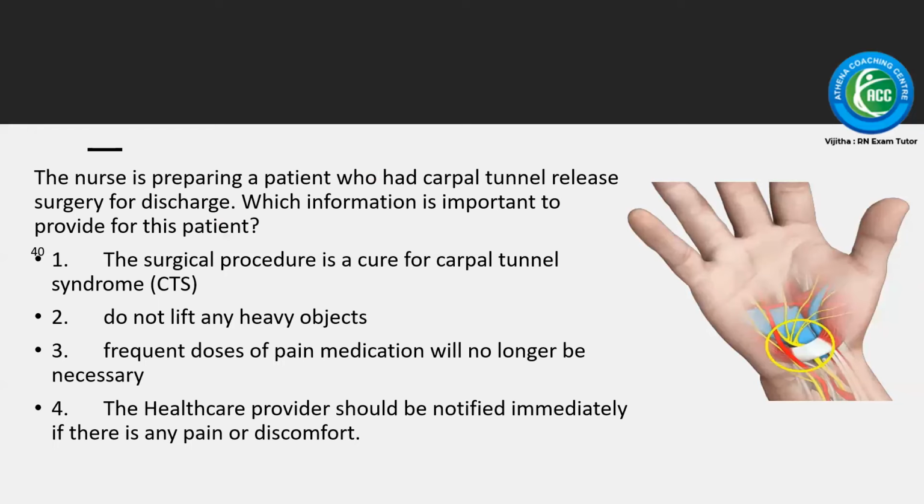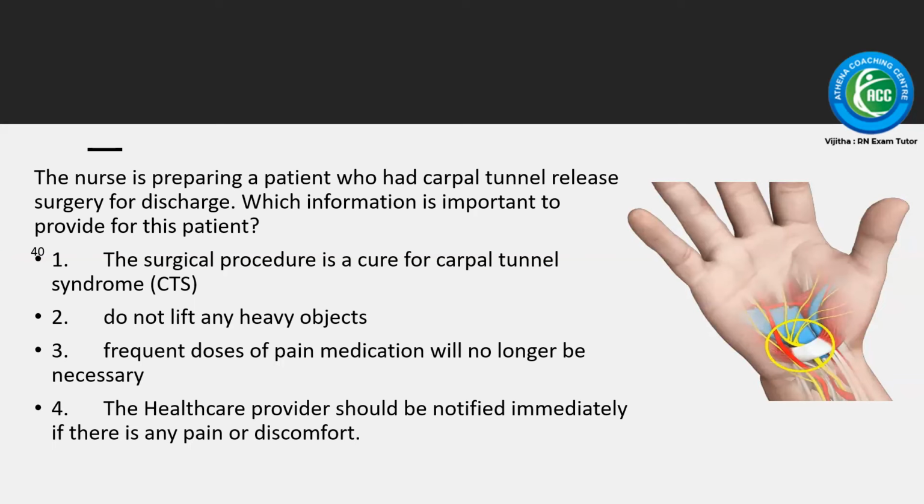What is the question here? What question has been asked here? Which information is important? When talking about this, what information should be given? One, the surgical procedure is a cure for carpal tunnel syndrome. Is that so? You can drop your answers so that I can see. Let me check. Second. Okay. Do not lift any heavy object. Everyone is supporting the second.